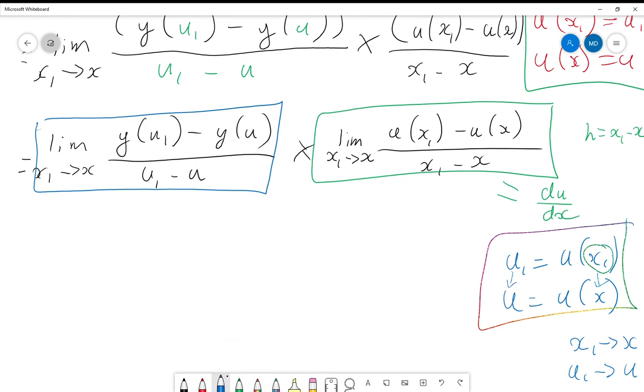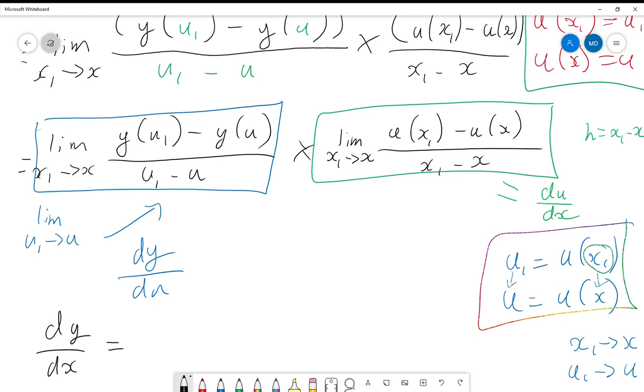Hence, I can rewrite this one, the blue one, as the limit as u1 tends to u of all of that. And given I'm going to write it in terms of that, that gives us that it is dy by du, because obviously here the derivative is with respect to u. And therefore, just as required, dy by dx is equal to dy by du multiplied by du by dx. And there we go. That is your formal proof of the chain rule.